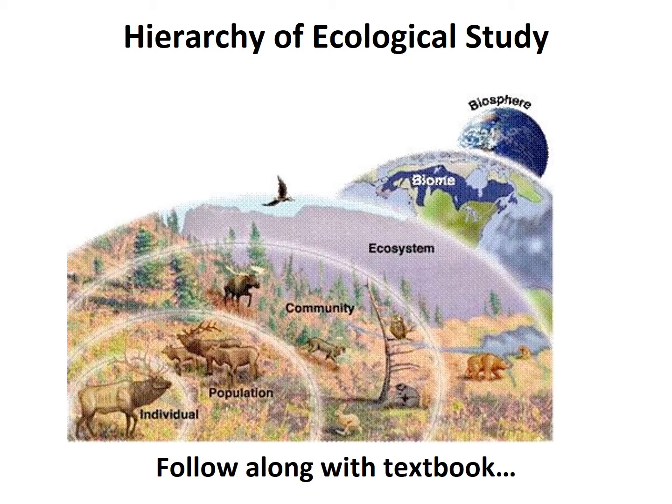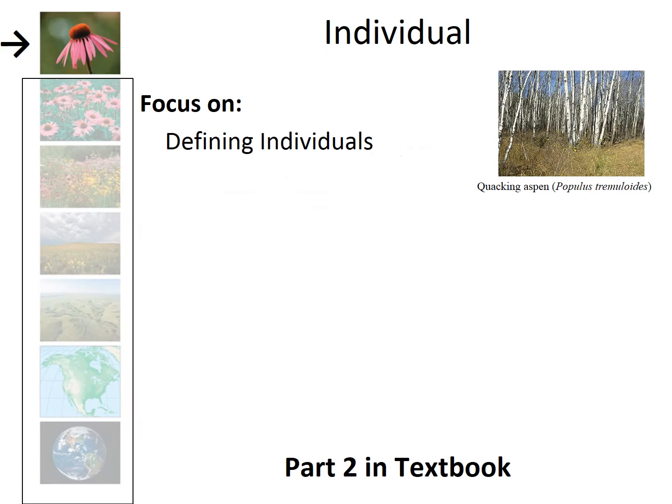Now, we're going to go through each of these levels of organization and talk a little bit more about what exact questions are examined at each level, and encourage you to follow along with your textbook to see what topics are covered for each of these levels of organization in the text. We'll start with the finest unit of study in ecology, which is the individual. I encourage you to follow along with your text. This level of ecology is covered in part 2 in your textbook.